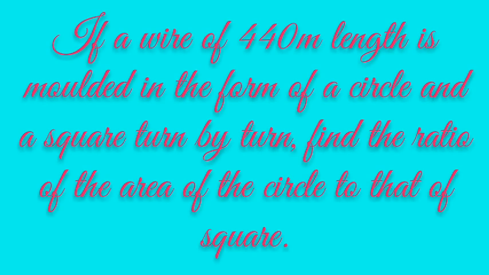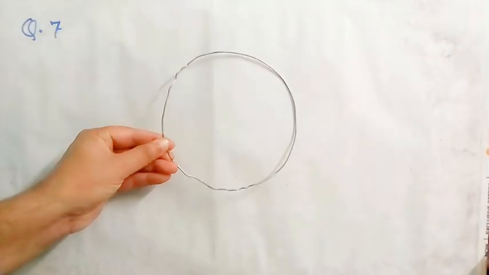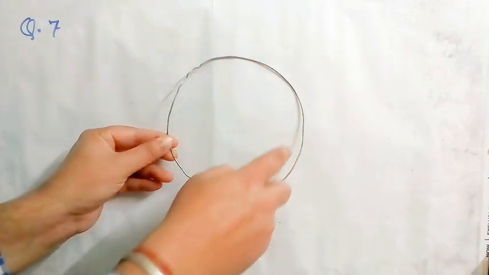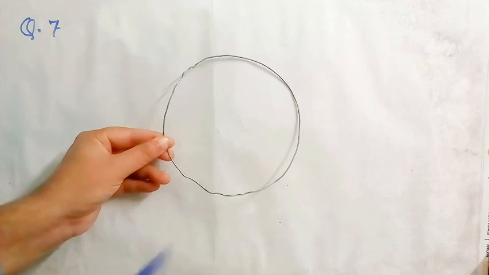The next one is, if a wire of 440 meter length is molded in the form of a circle and a square turn by turn, find the ratio of the area of the circle to that of the square. So let us see the solution. A wire is there whose length is 440 meter. Means the length will be the circumference of the circle.